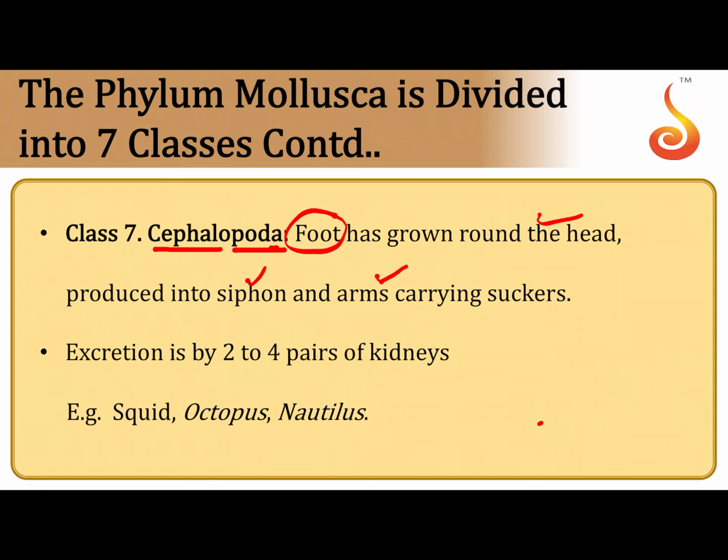They have arms which carry many cup-like suckers to hold on to the prey or to hold on to a suitable support. And excretion is by means of 2 to 4 pairs of kidneys, the best examples being squid, octopus and nautilus. So this was a very quick recap of the phylum Mollusca and its classification.